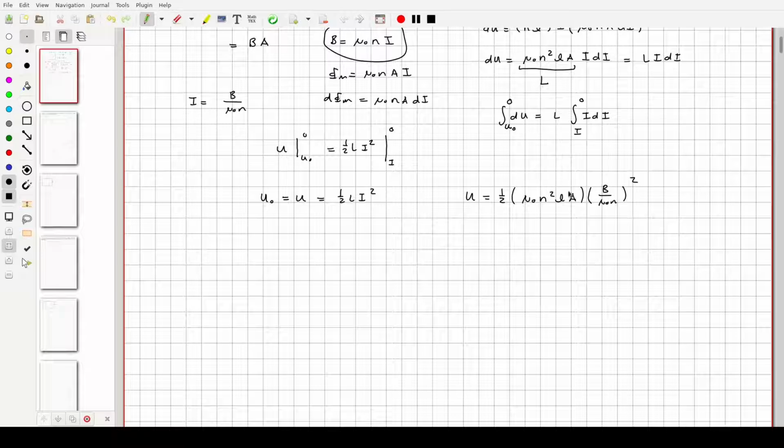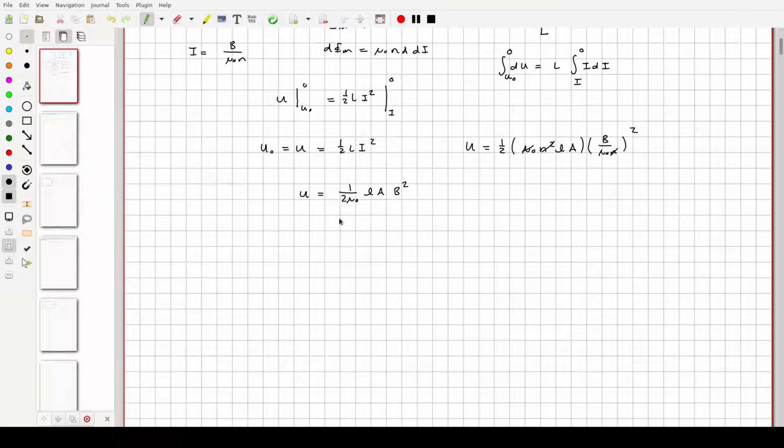So this would be B over mu naught times N, but it's squared since this is I squared. Now, if you look at this and this, there are actually some cancellations going on. I have an n squared here, I have an n here, but it's squared. That's going to go away entirely. Now, I have a mu naught here, but I have two mu naughts in the bottom, so I'm going to lose one of those. And what this says is that the potential energy that I have, U, is equal to 1 over 2 mu naught times L times A times B squared.